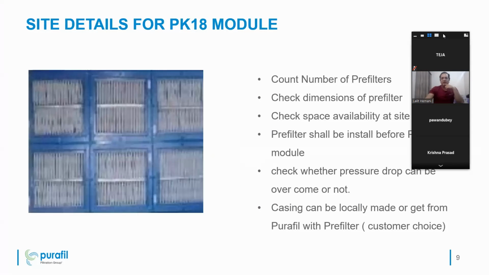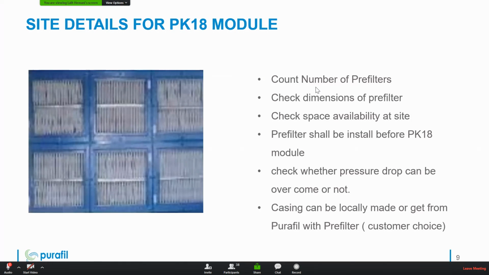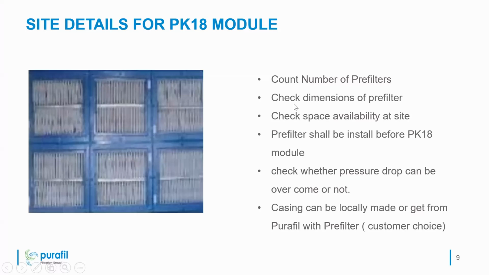See, this is in AHU inlet pre-filters. You have to simply count the number of pre-filters, check the dimension of pre-filters, and check space availability at site. Pre-filters shall be installed before the PK18 module. Check whether pressure drop can be overcome or not. Casing can be locally made or obtained from Purafil with pre-filter.